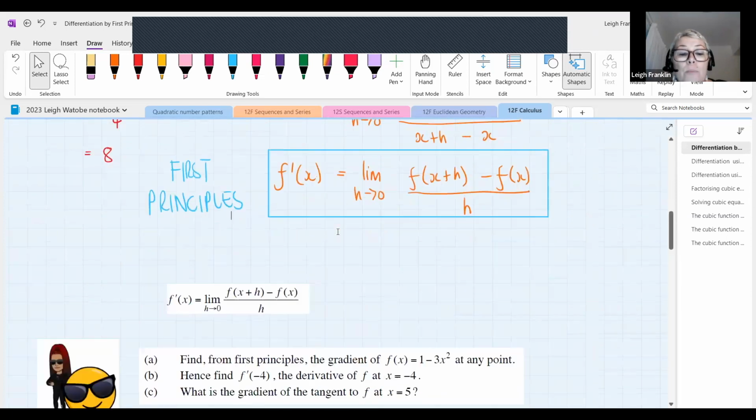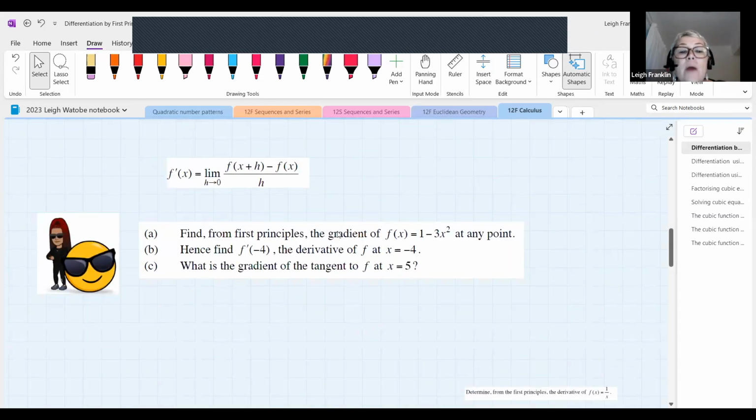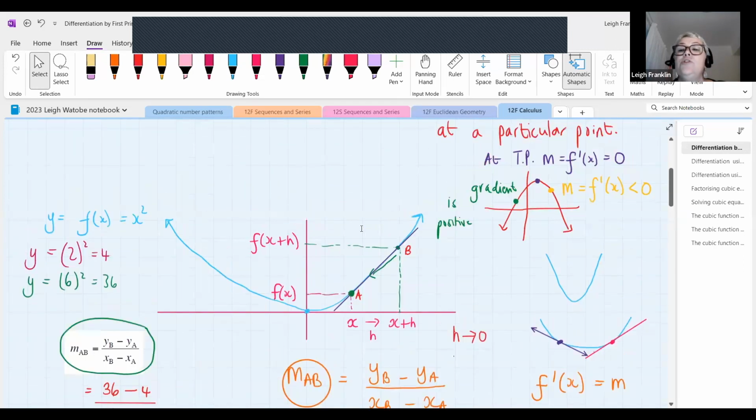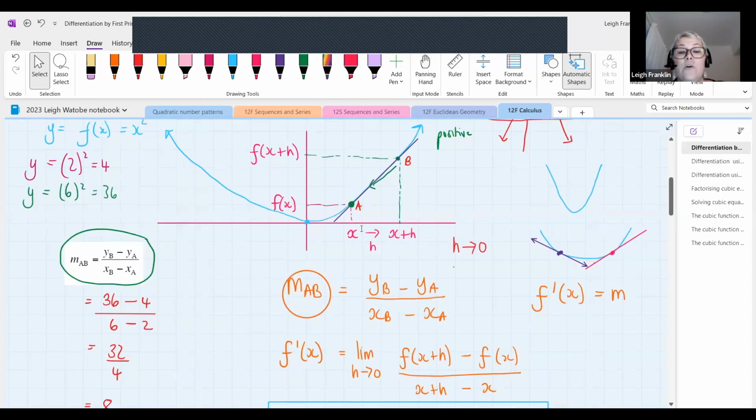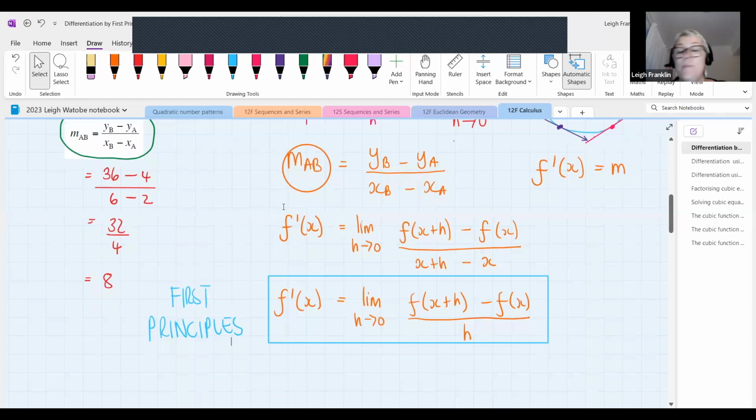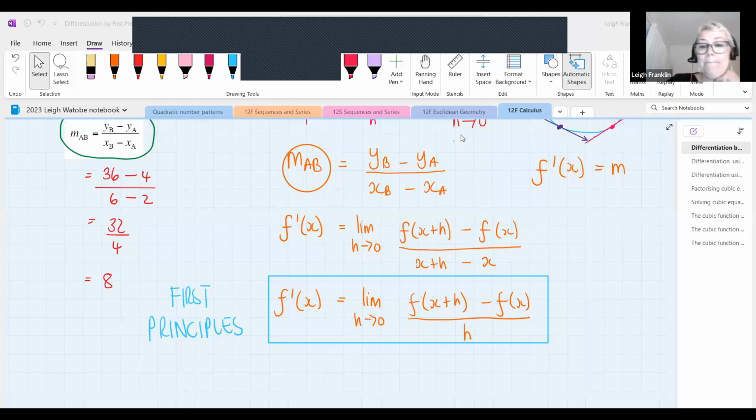So before we jump in and find the gradient of a particular function at a particular point, I just want to know, are there any questions on what we've discussed so far? Is there anything that you'd like to ask me before I move on and do the first example? Incl, yes. You're welcome to unmute.